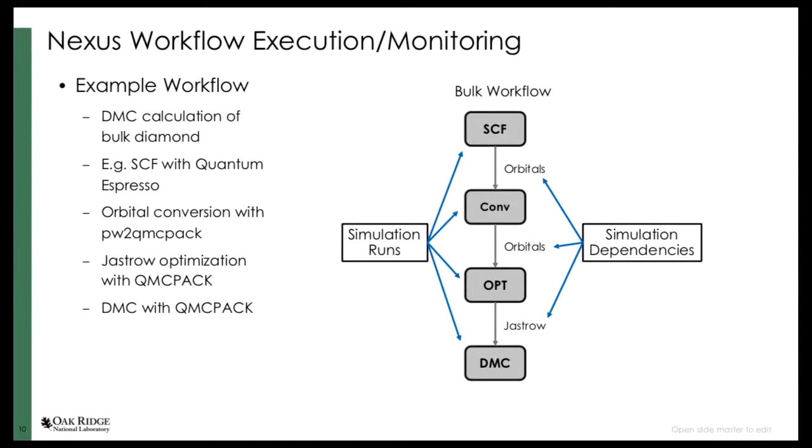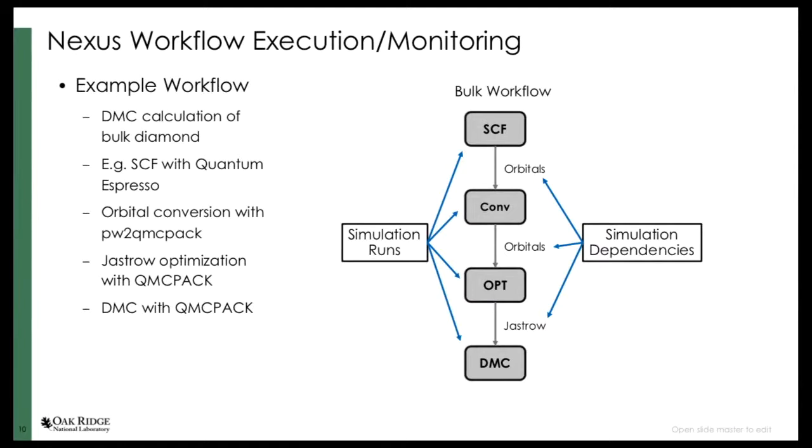So these little blocks here represent separate simulation runs, and the arrows represent data dependencies. So for example, here you're passing orbitals to be converted and orbital information onto QMCPACK, and also Jastrow information onto DMC. So Nexus handles both the execution of these individual blocks, but also the data dependencies in between them. So for example, it will select the optimal Jastrow for you and allow you to run DMC.